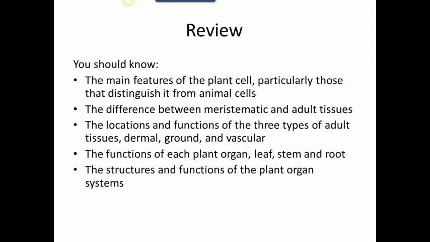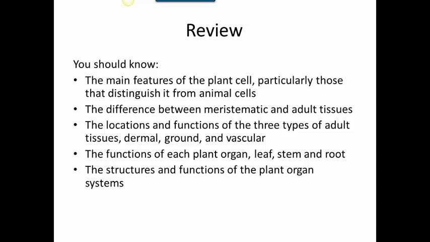So, in summary, you should know the main features of plant cells. You should know that these are eukaryotic cells, and you should be particularly familiar with the features of the plant cell that distinguish them from animal cells. That would include things like the chloroplast, the central vacuole, and the plant cell wall. You should know the difference between the meristematic or the baby tissues and the adult plant tissues.